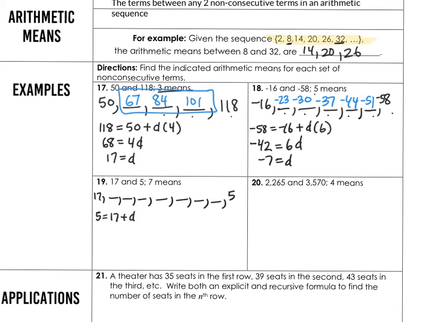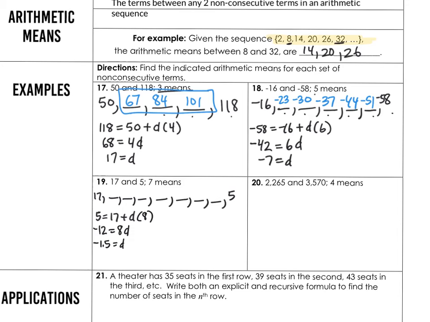Oops, I'm back on the marker. There we go. 8 times. Okay, so this would be negative 12 equal to 8d. So that's negative 1.5. You can write it as a fraction if you like. So I got to subtract 1.5 each time.